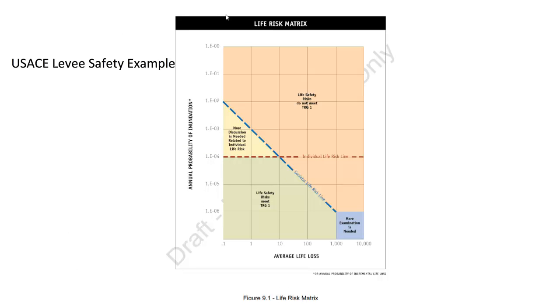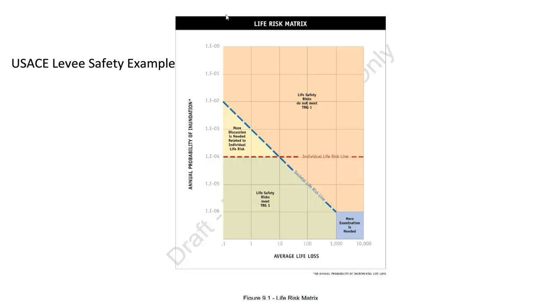The U.S. Army Corps of Engineers provides an example of these criterion lines in their levee safety guidelines, as seen here. The horizontal axis identifies N as the average number of lives expected to be lost in a flood event of a given recurrence interval. Recurrence interval is the metric of the vertical axis. The blue dashed line represents a societal risk line. Points above this line are unacceptable to society, while points below it are tolerable.